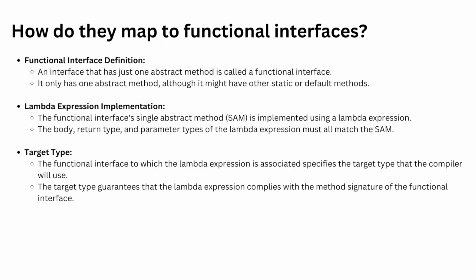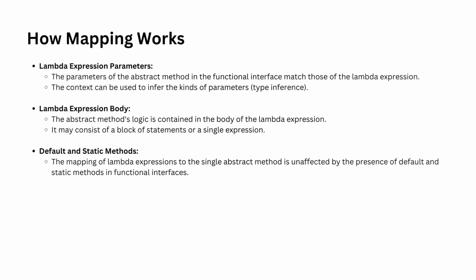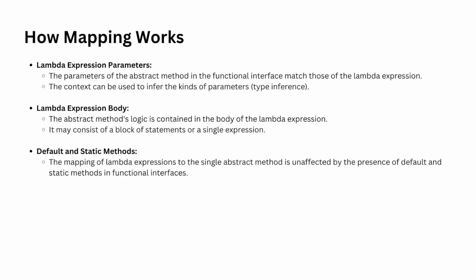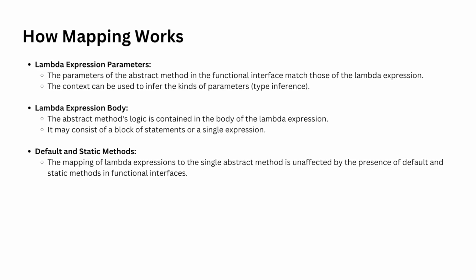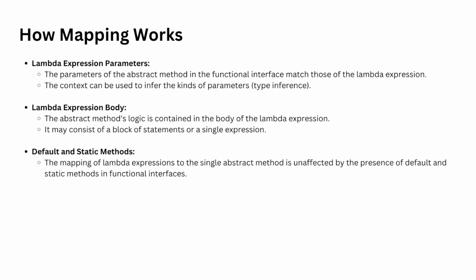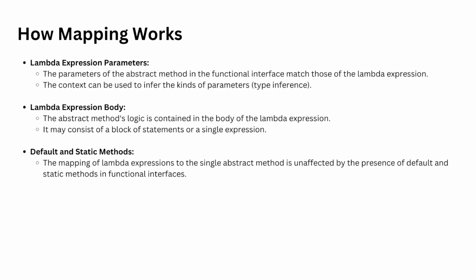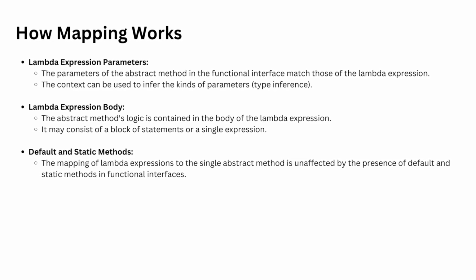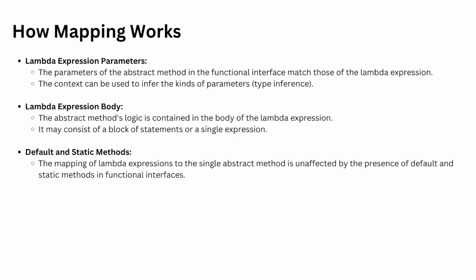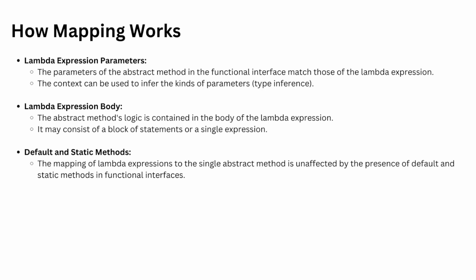The parameters of the lambda expression correspond to the parameters of the abstract method in the functional interface. Here the parameter types can be inferred from the context. The body of the lambda expression provides the logic for the abstract method, and it can be a single expression or a block of statements that we have already talked about. Now you can use default and static methods as well, because a functional interface can have them, but they do not interfere with the mapping of the lambda expression to the single abstract method.